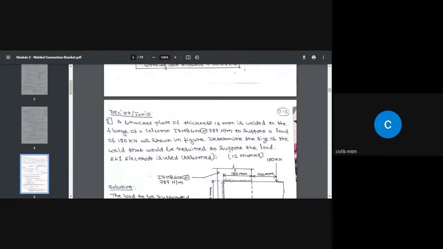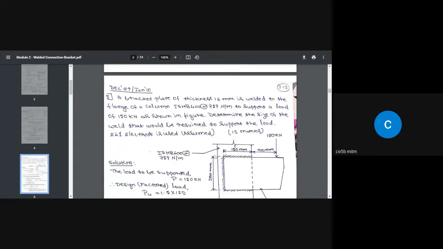Again, many of the basic things I have explained in this example. When I go to the next problem, I don't think you need much explanation for this. But you need to find out a different thing here. You need to find out what is the weld size. The load is given here.